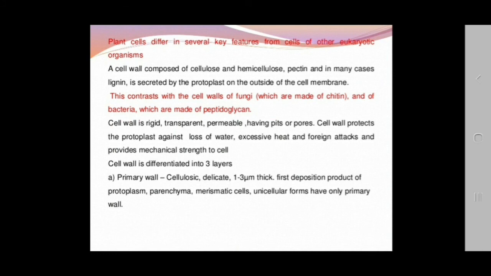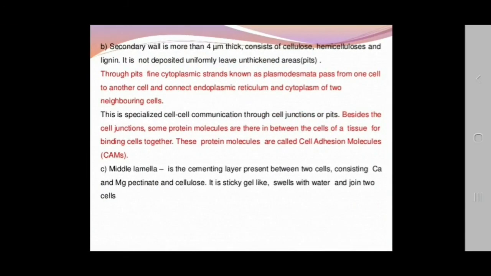It is differentiated into three layers. The primary cell wall is cellulosic, delicate, and 1 to 3 micron thick. It is the first deposition product of the protoplasm. Parenchyma, meristematic cells and unicellular forms have only the primary cell wall. Okay, while the secondary cell wall is more than 4 micrometer thick and consists of cellulose, hemicellulose and lignin. It is deposited uniformly, leaving unthickened areas called the pits.